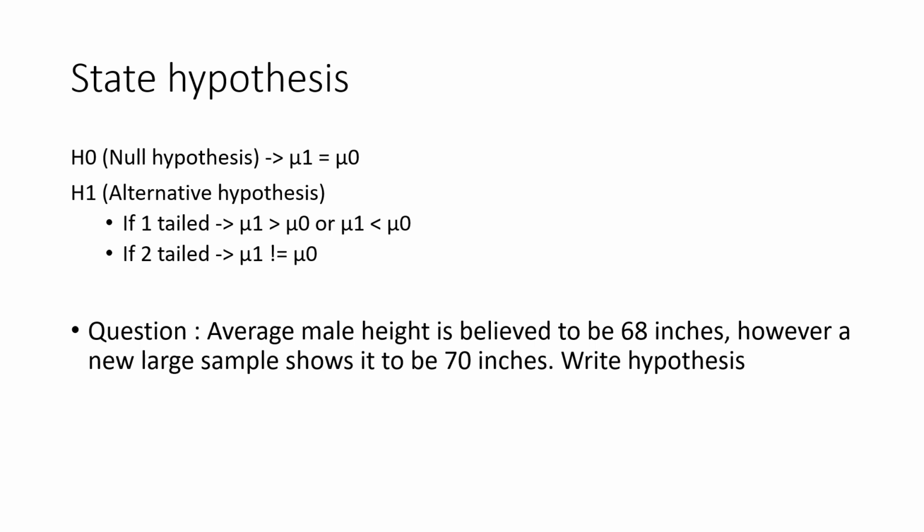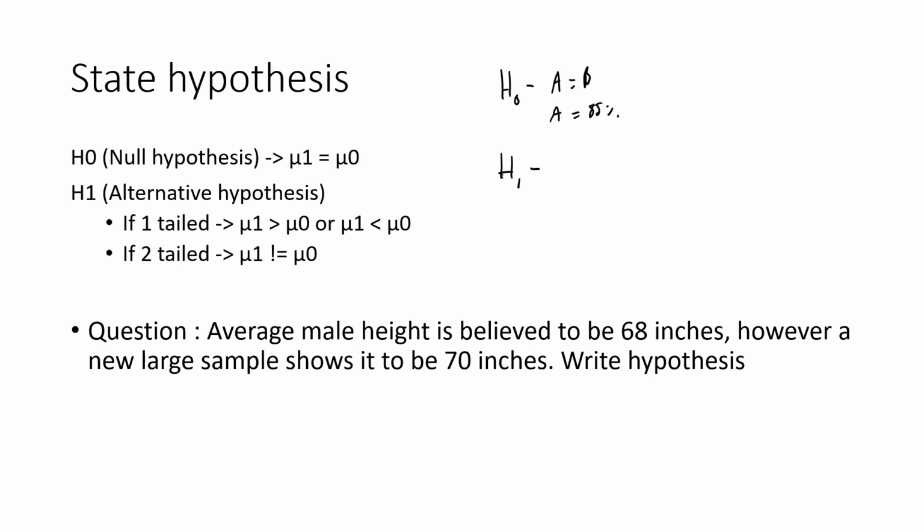Now let's look at each of these steps a bit further. For stating hypothesis, you write two things. You write H0, which is the null hypothesis, and H1, which is the alternative hypothesis. For H0, you're writing what's commonly believed. So for example, it could be drug A's effectiveness is the same as drug B. Or it could be the drug A's effectiveness is 85%, or something like that.